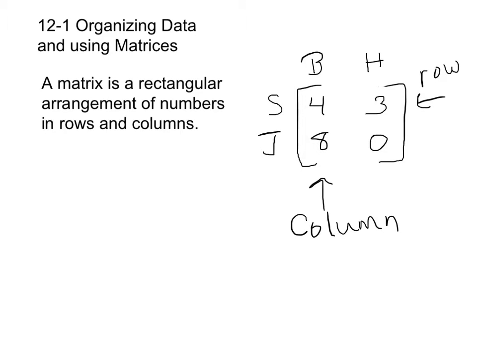Hello, this is section 1 of using matrices. A matrix is just a rectangular arrangement of numbers in rows and columns. For example, the one at the right. This is showing that maybe Sally worked 4 hours at Baker's and 3 hours at Hy-Vee.